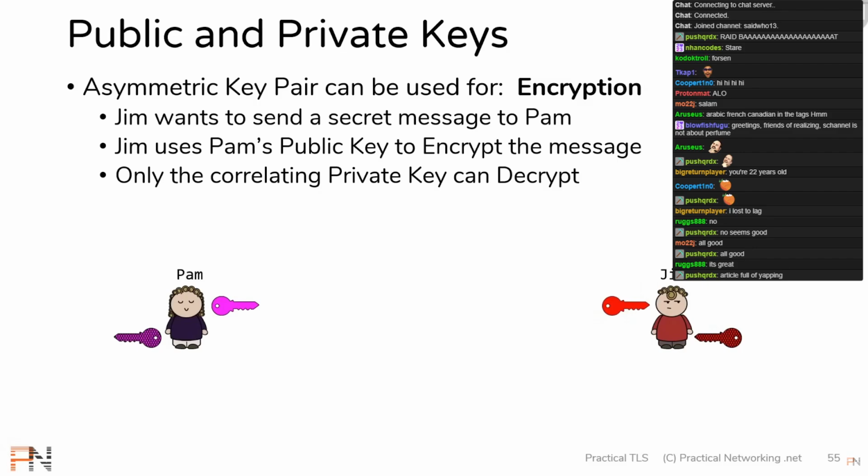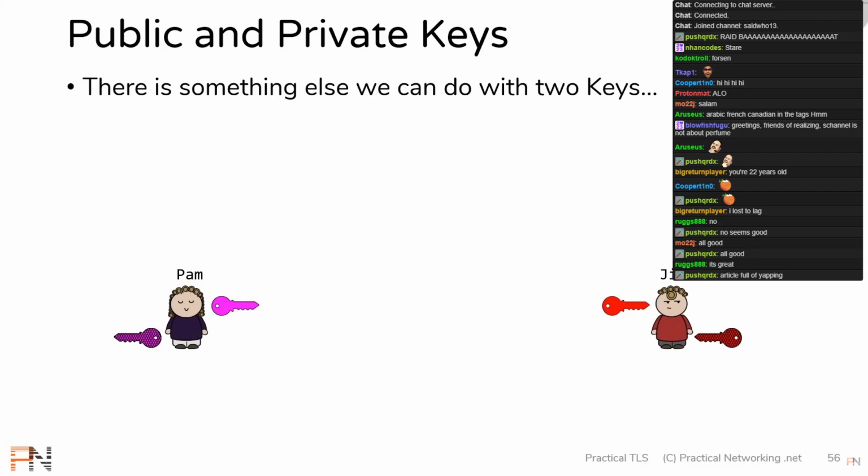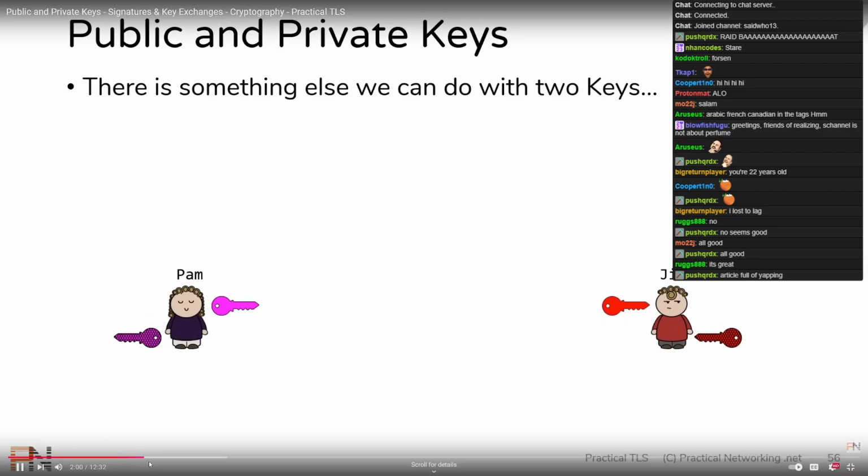Recall that confidentiality is the idea that the data is only accessible to the intended recipient, and we can use an asymmetric key pair to ensure data confidentiality. But that's not all you can do with a set of asymmetric keys. There's actually something else you can do, which is pretty cool.